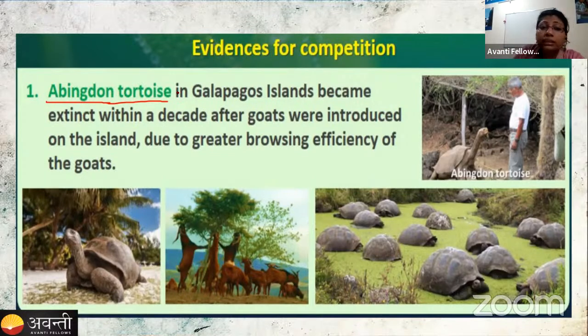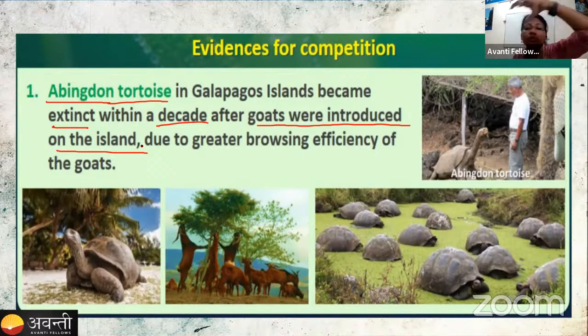So this example says this particular species of tortoise became extinct within just 10 years after the goats were introduced there. Because the goats have great browsing ability, they can move from here to there very quickly. So they keep on eating all the vegetation there as compared to the tortoise because they can roam only very slowly. Okay. So due to which they become hungry and due to starvation, they keep on dying, and this is how it leads to the extinction of this specific species of tortoise.